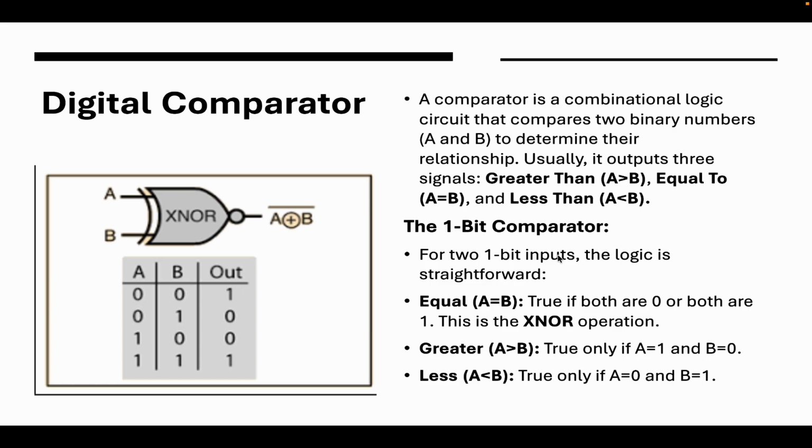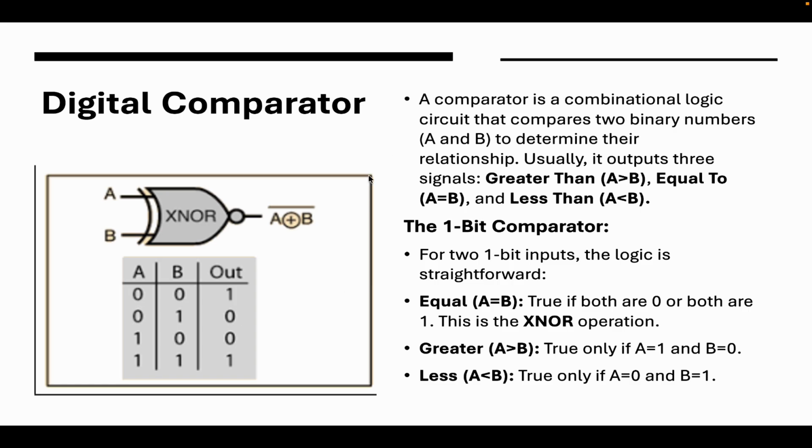For two 1-bit inputs, the logic is straightforward. If it is equal, it will return true if both are 0 or both are 1. That is, in this condition, it will give A equal to B. This is an XNOR operation. What is the other condition? If A is greater than B, we can write true only if A is equal to 1 and B is equal to 0. For less than, you can use A lesser than B. It means A will be 0 and B will be 1.